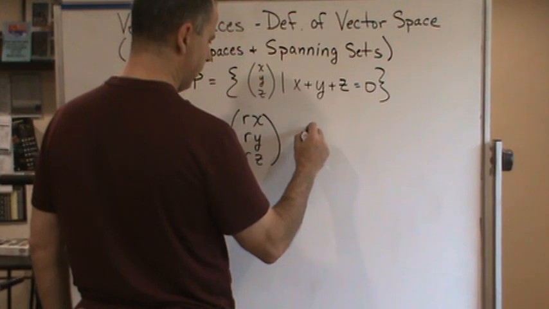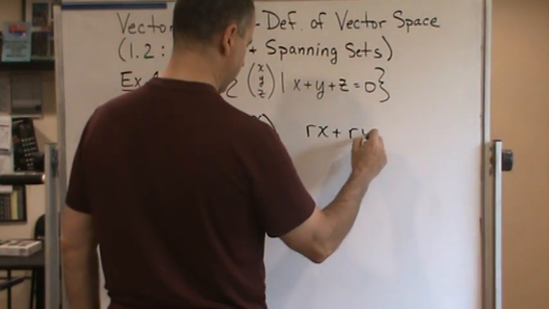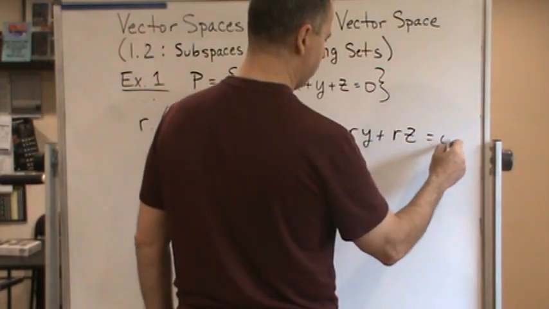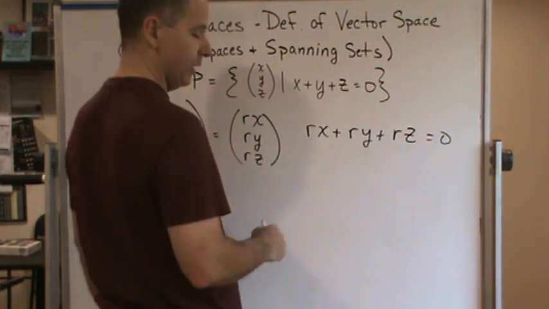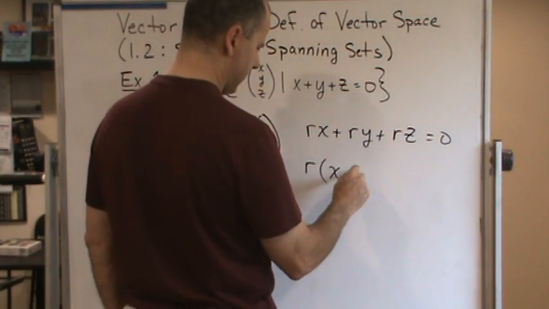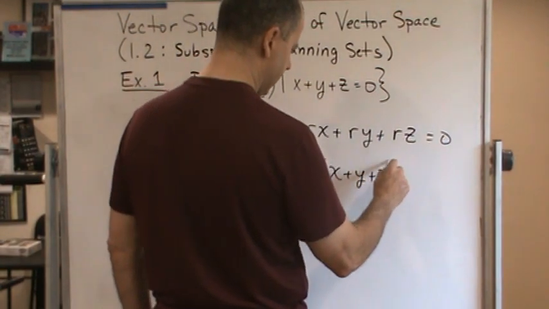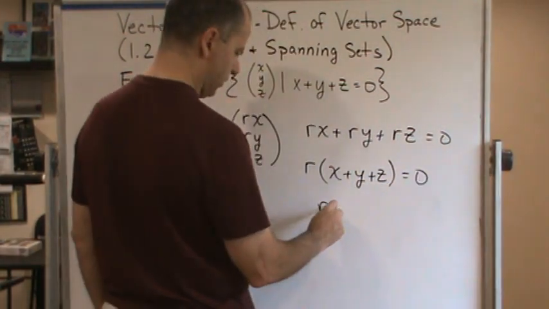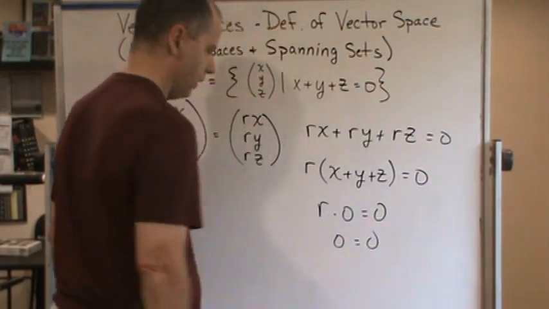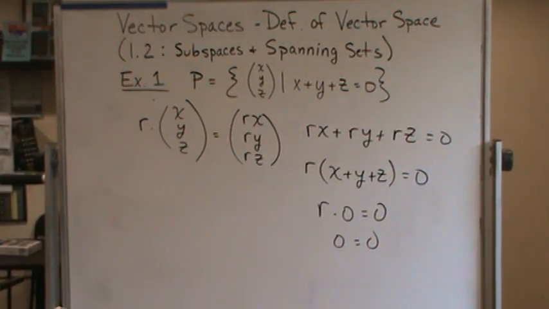Now, does the resulting vector stay in P? Well, let's find out. Rx plus Ry plus Rz should equal 0, right? If we factor the r out, we get r times x plus y plus z, which is just r times 0, which equals 0. We're done. So both closure properties hold. Now again, I'll leave it to you to check the other 8, but they will indeed hold. Like I said, it's good practice.